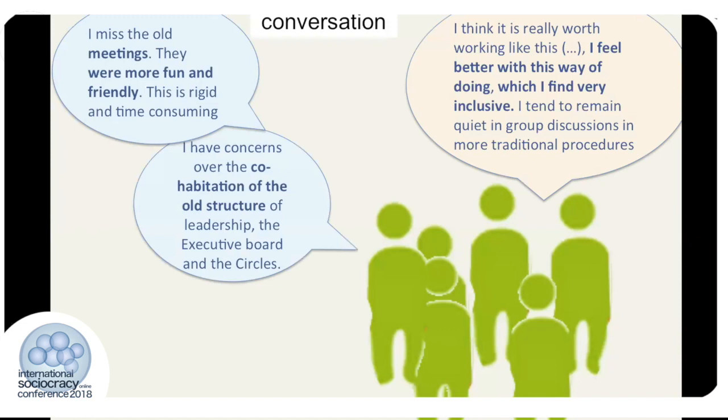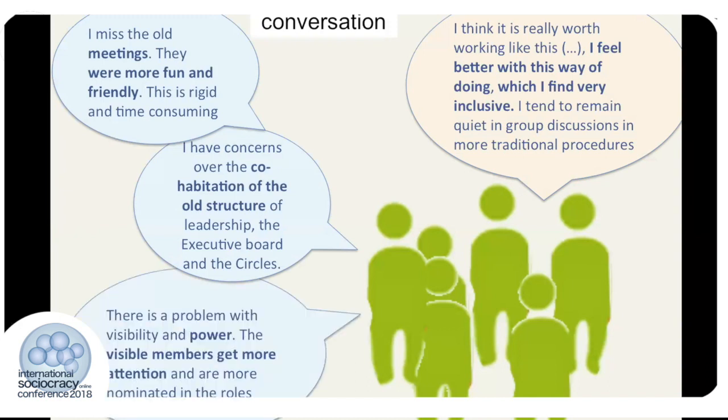Some had concerns because we still have an executive board, so they didn't understand, and we still need to work on that, how the association executive board functions with having these circles. This is an issue. And there's a problem with visibility. Some members thought that the people who are more central tended to be elected in the roles of facilitator, secretary, etc. I found it very good that all these discussions could come out.